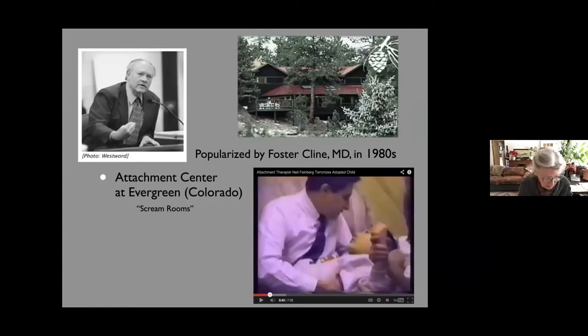of blindness. That probably didn't work out too well, but Colorado psychiatrist Foster Klein was very impressed with the holding therapy and set up a center, the attachment center at Evergreen outside of Denver, which became the nation's go-to place for attachment therapy.